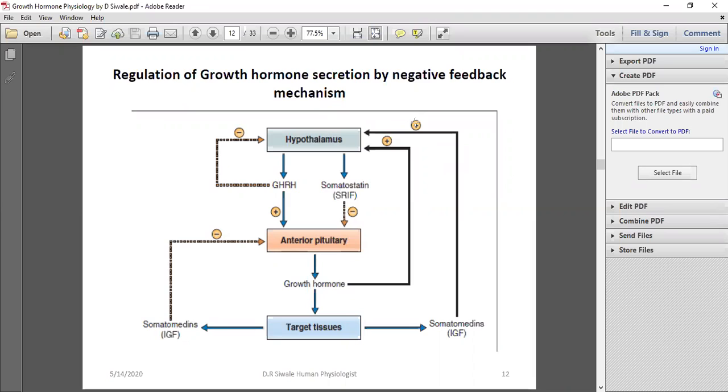Okay, so this diagram just summarizes everything. And then the same growth hormone releasing hormone can have a negative effect on the hypothalamus, to prevent the release of more growth hormone releasing hormone. Okay, so this diagram, you can find it in Linda Costanzo. It's very well explained. So this is how growth hormone is regulated.